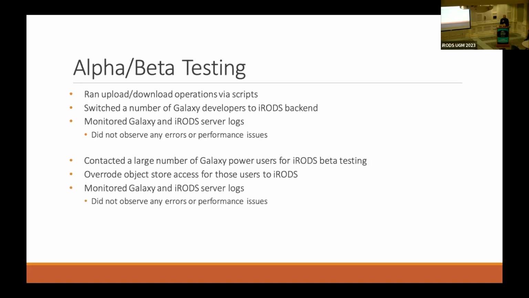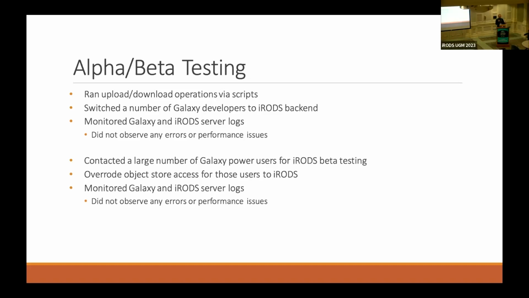So we did a bunch of testing after those changes were made. We wrote scripts to upload files and download files from Galaxy with the iRODS backend. We measured the performance and all. We then switched a bunch of our internal users to use Galaxy with an iRODS backend. And finally, we contacted the power users of Galaxy.